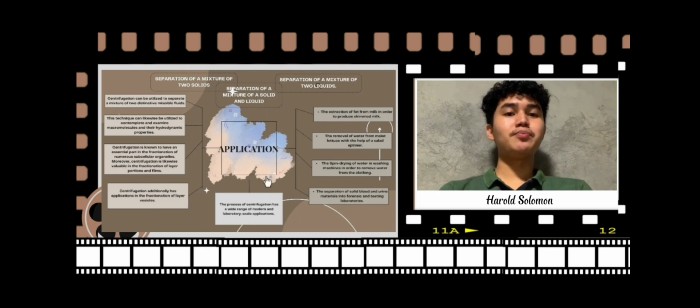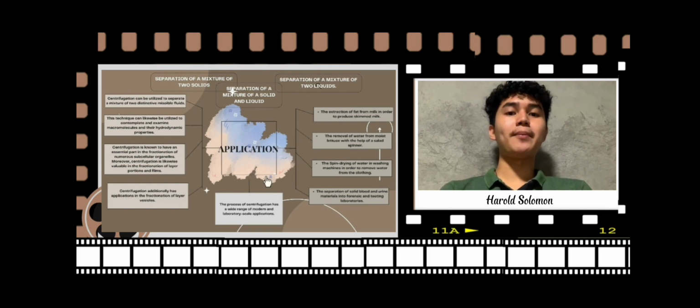The centrifuge is made up of a centrifuge tube holder known as a rotor. On the left side of your screen is the centrifuge machine used in the laboratory. Centrifugation can be utilized to separate a mixture of two distinctive miscible fluids. This technique can likewise be utilized to study and examine macromolecules and their hydrodynamic properties.